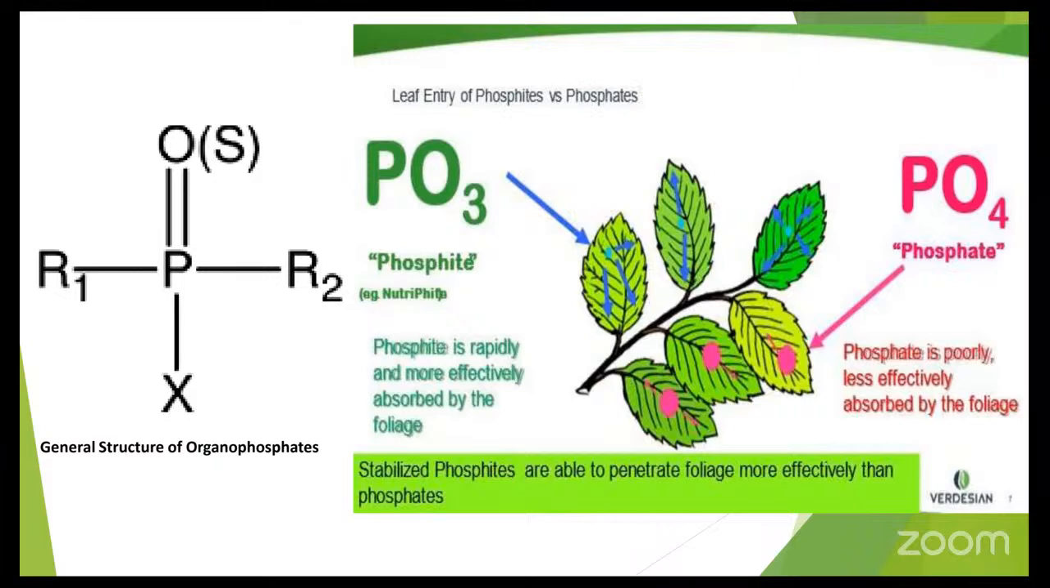Here you can see PO3, which is from phosphorous acid, is called phosphite, whereas from phosphoric acid we have PO4, which is called phosphate. Phosphite is rapidly and more effectively absorbed by the leaf foliage, whereas phosphate is poorly and less effectively absorbed by the foliage. So stabilized phosphites are able to penetrate foliage more effectively than phosphates.